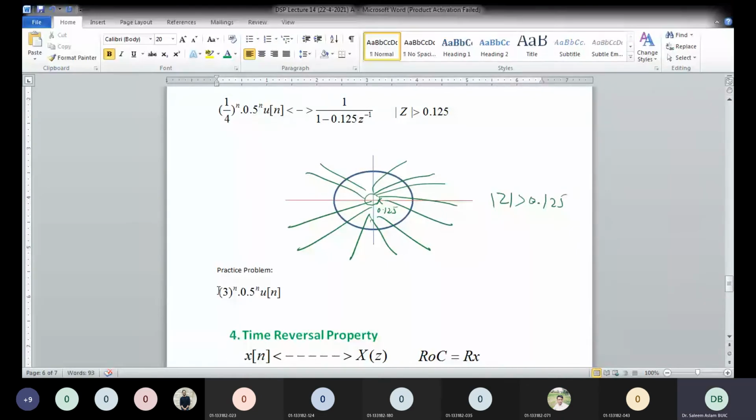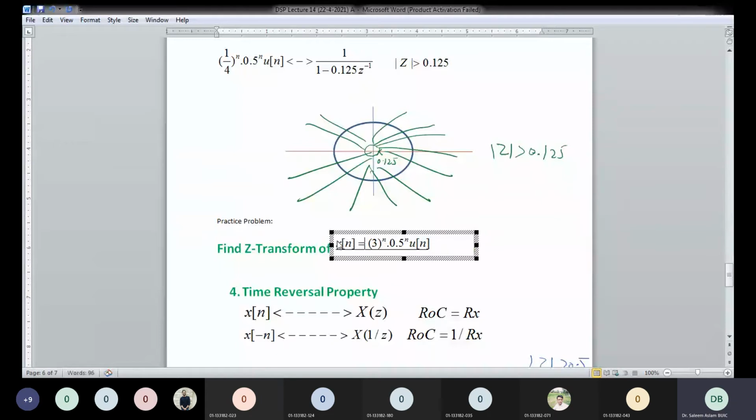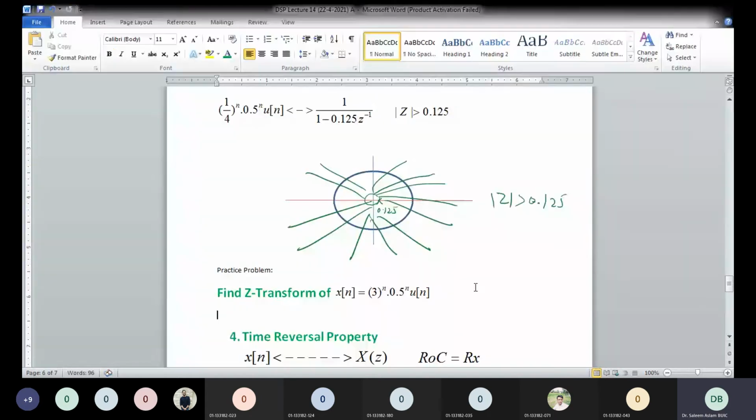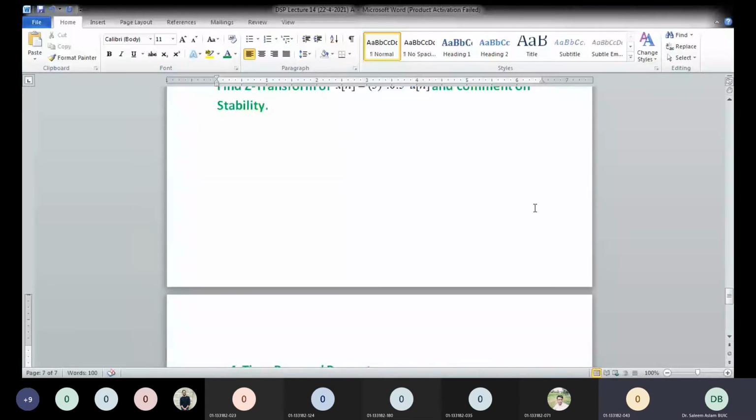फाइंड Z transform of, let's assume हम इसको लेते हैं x of n, this one, and comment on stability. जी आप बताएंगे इसका एक्सप्रेशन क्या आएगा? Sir, it will be Z by 3 inverse.